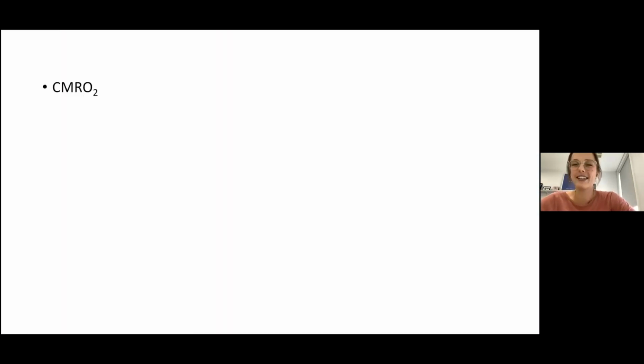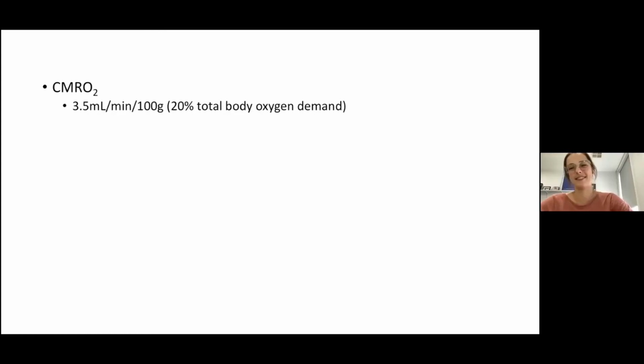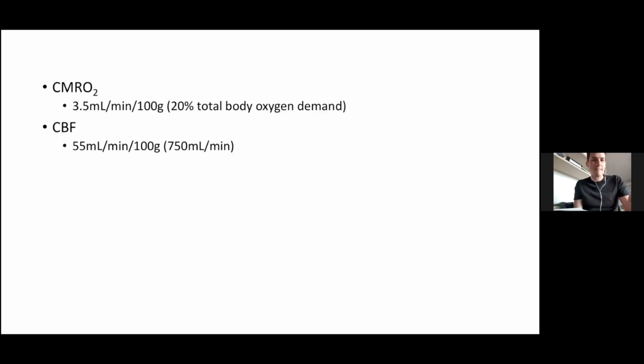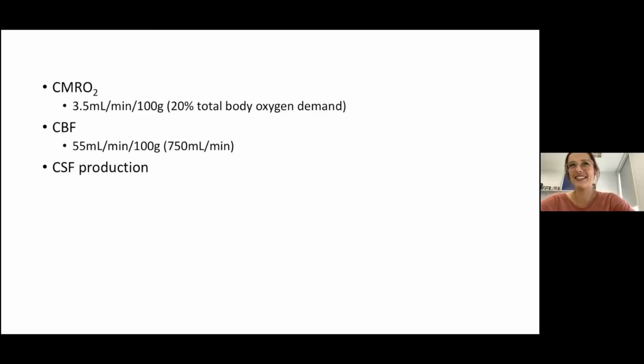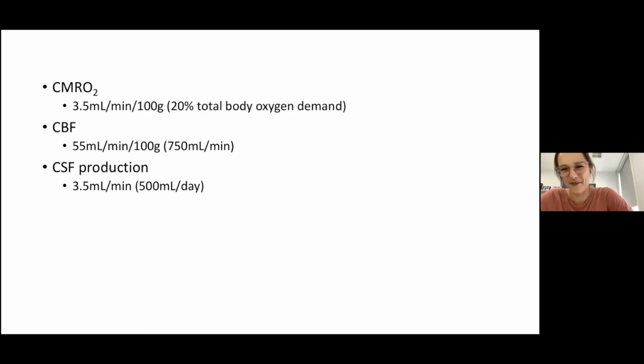So can you give me a normal value for CMRO2? Perfect. Beautiful. And it's 20% of our total body oxygen demand. What's a normal value for cerebral blood flow? Spot on. Beautiful. Can you tell me what is our normal rate of CSF production? Yeah, exactly. 500 mils a day or 3.5 mils per minute.